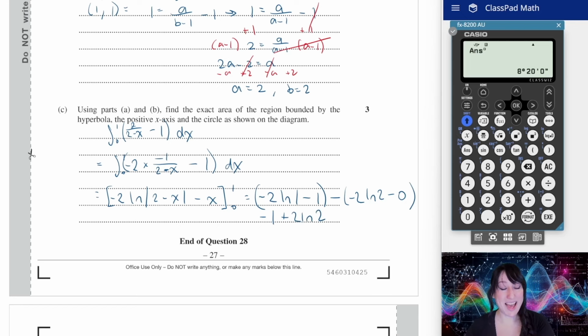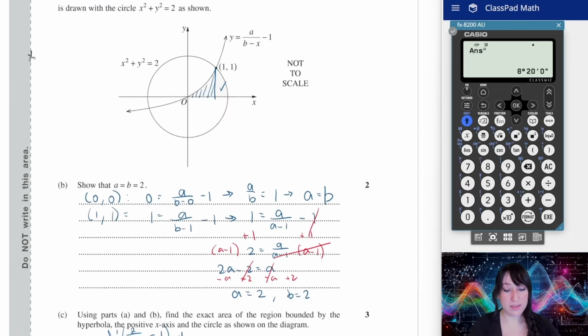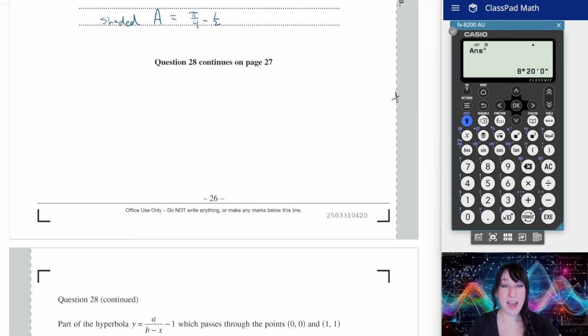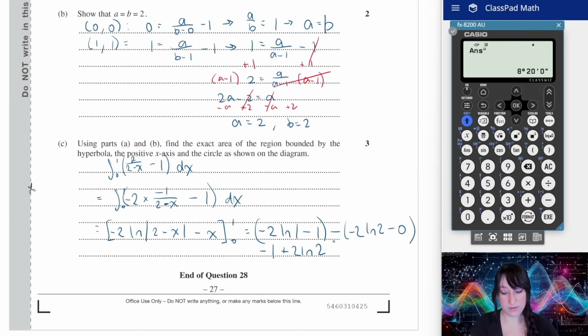Now, don't forget we need to add on that extra bit of the area, this part over here that we found in part A, which was pi over 4 minus 1/2. If we simplify a little bit, we'll have 2 ln 2 plus pi over 4 minus 3 over 2. This can also be written using log laws as ln 4 plus pi over 4 minus 3 over 2. And if you like, you could put this all into one fraction.